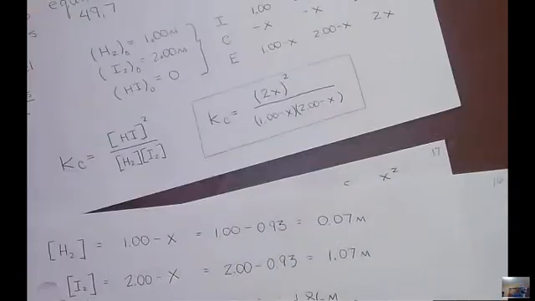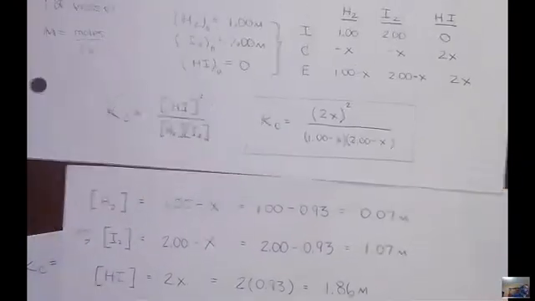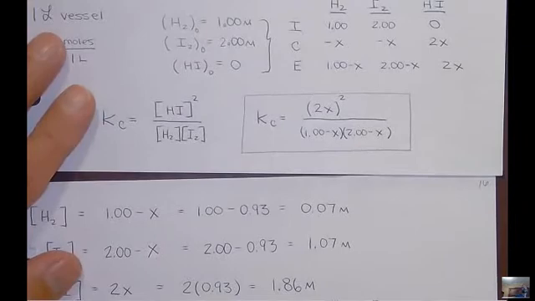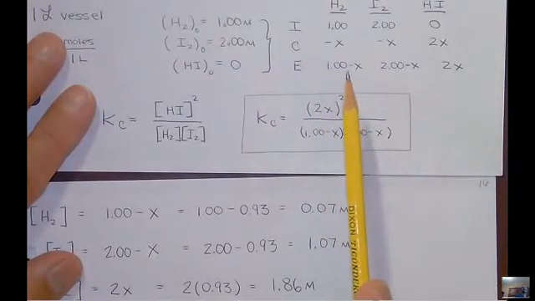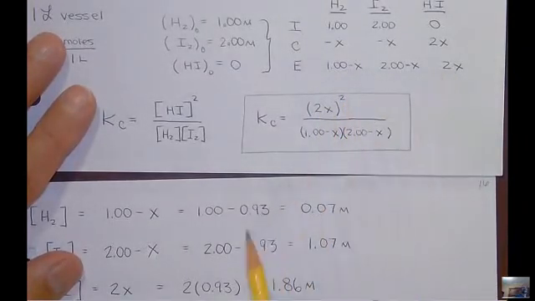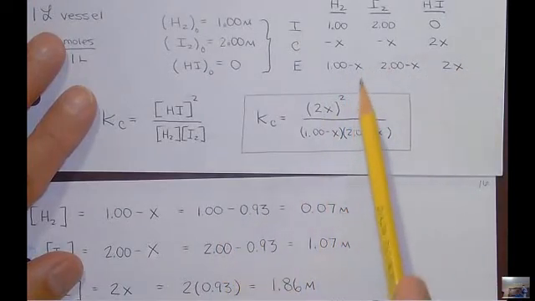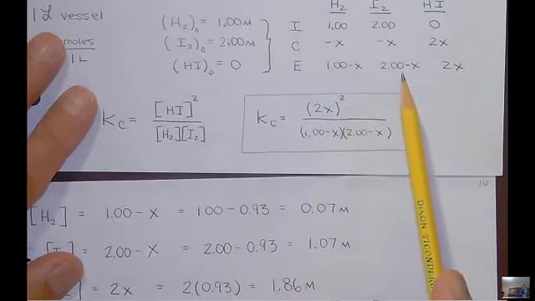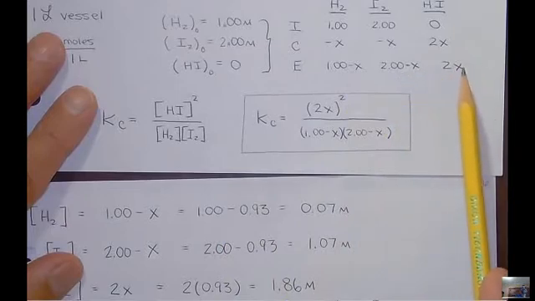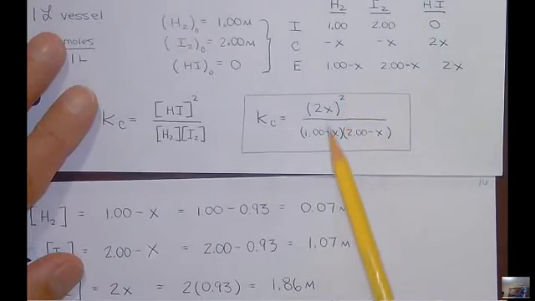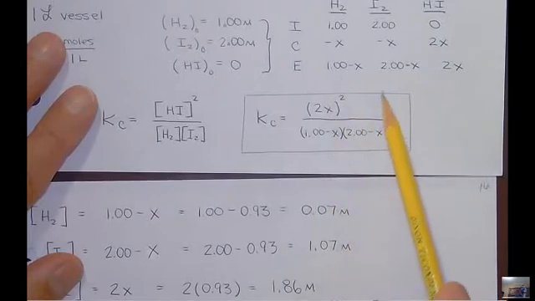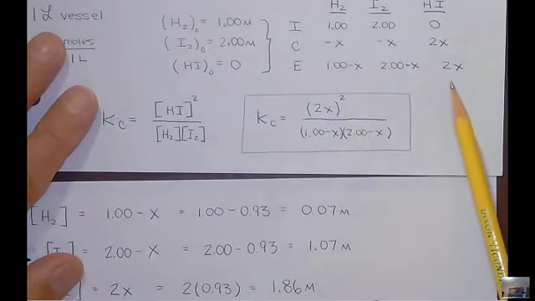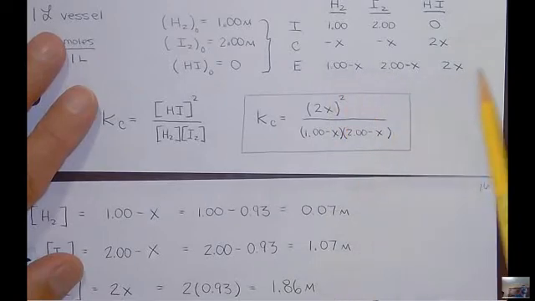So I plug back my value of x, 0.93, into these numbers, the equilibrium numbers. This one, now it's not just 1 minus x. I know this one is 0.07. I know this one is 1.07. And 2 times 0.93 is 1.86. So I have now, this goes here, this goes here, and this goes here. Okay? So those are my equilibrium concentrations.